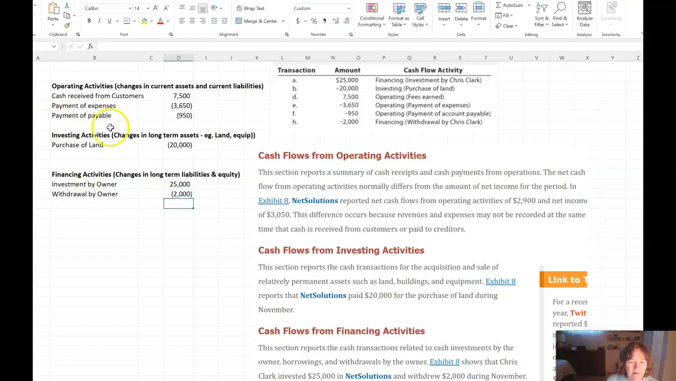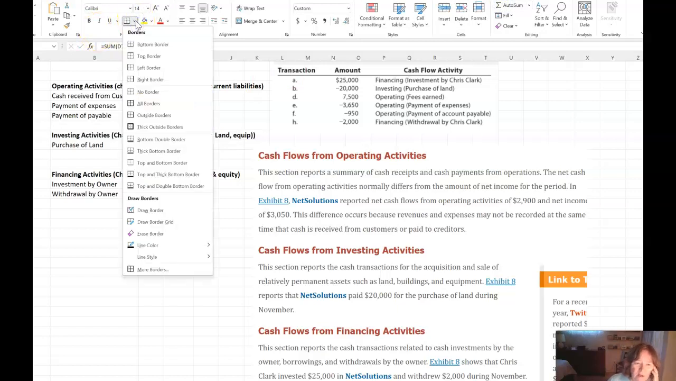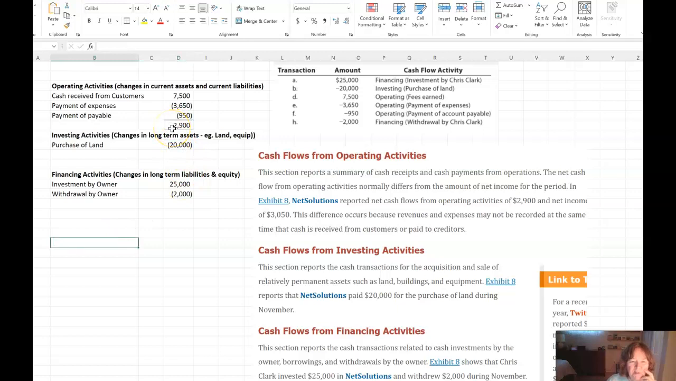Now I could put a subtotal in here: the total amount of operating activities for the company. Operating activities for the company is $2,900 of positive cash inflow. For investing activities, we invested $20,000 in land. And how did we finance it? The owner invested $25,000 and then withdrew $2,000. So we've got a net of $23,000 for financing activities.